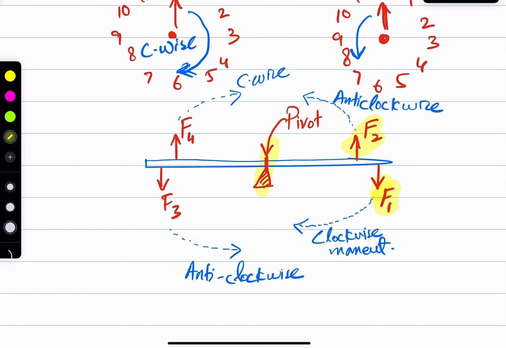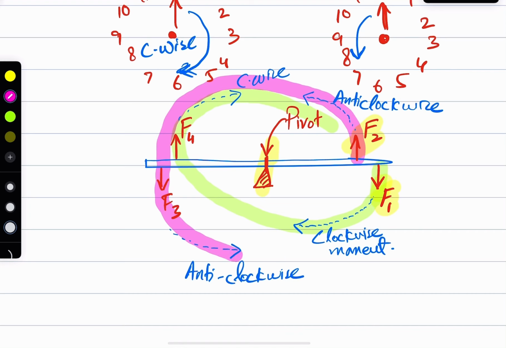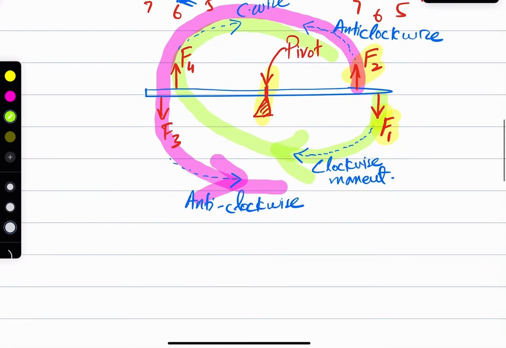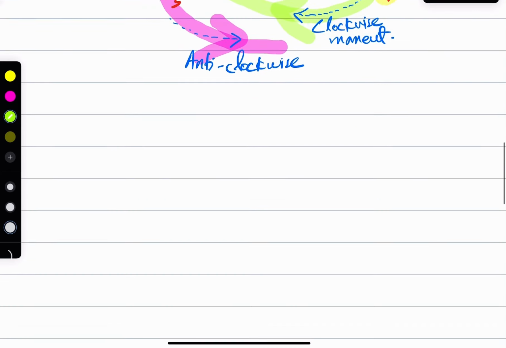So if I highlight clockwise movements, F1 is clockwise and F4 is also clockwise. These are the two forces producing clockwise movement. Talking about anti-clockwise, F2 and F3 are producing anti-clockwise movement, and this one is producing clockwise movement. So these are the possible directions of movement. So how can we solve the problems?